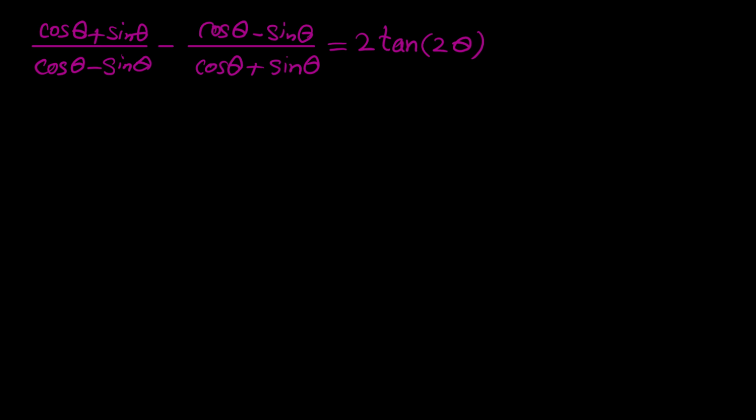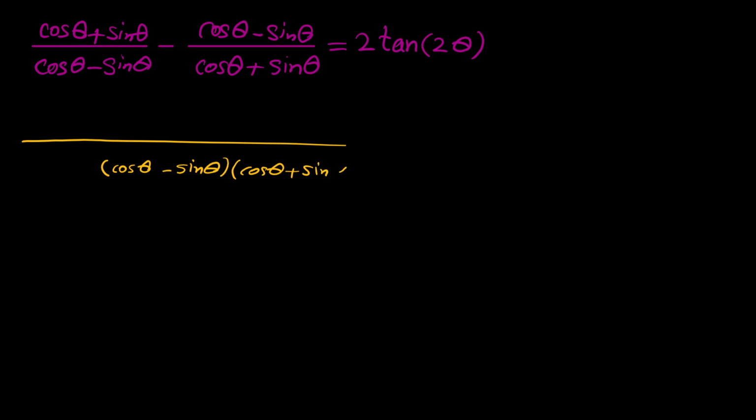In the left side we have two fractions subtracted from each other. What do you have to do? Common denominator. So what is the common denominator between cosine minus sine and cosine plus sine? Again, let me remind you, a minus b times a plus b is a squared minus b squared. What is the common denominator in the left side? The common denominator is cosine theta minus sine theta times cosine theta plus sine theta. This is the common denominator.